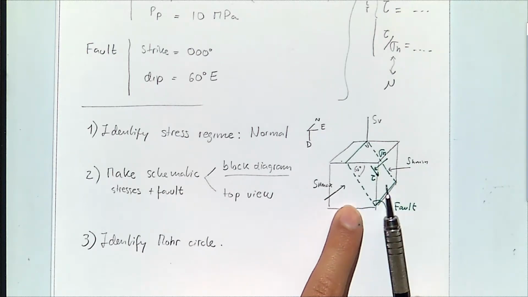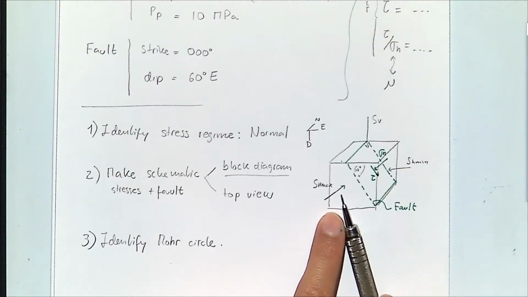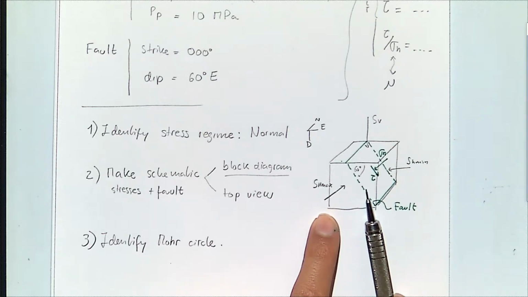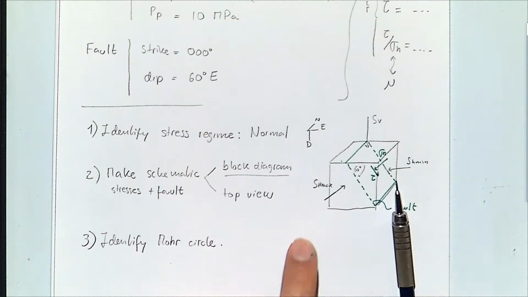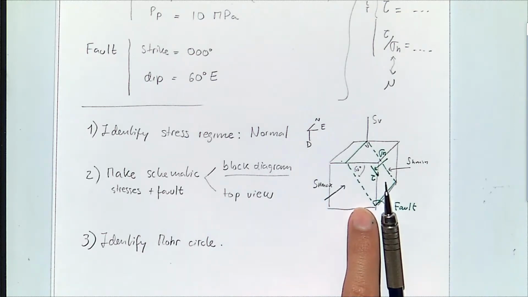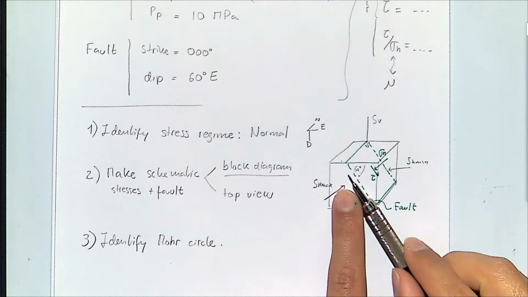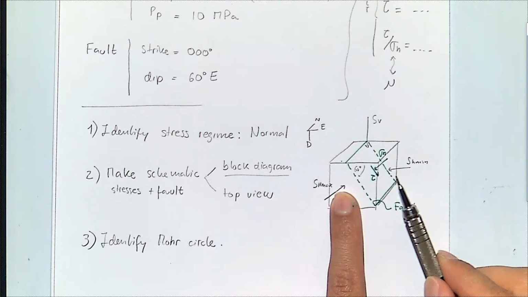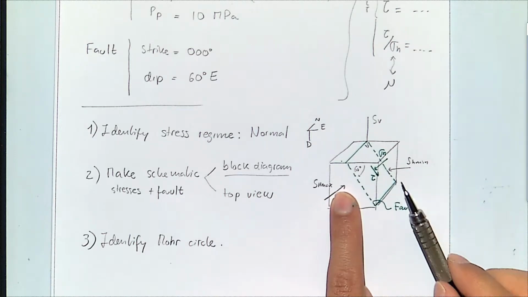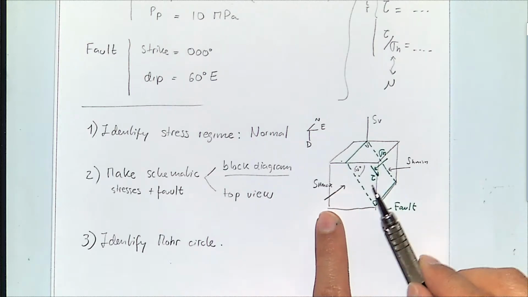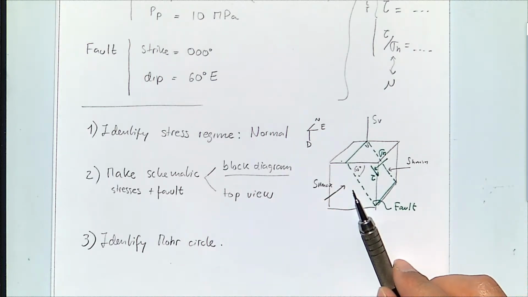can you see that the fault is in the same plane as the direction of SH max? So what that means is that it doesn't matter what is the value of SH max, because it's not going to have any projection on the plane of the fault. The only ones that are going to project on the plane of the fault are SV and SH min. So when I project those stresses on the plane of the fault, those are going to change my normal stress and my shear stress. But SH max is not going to change that at all.